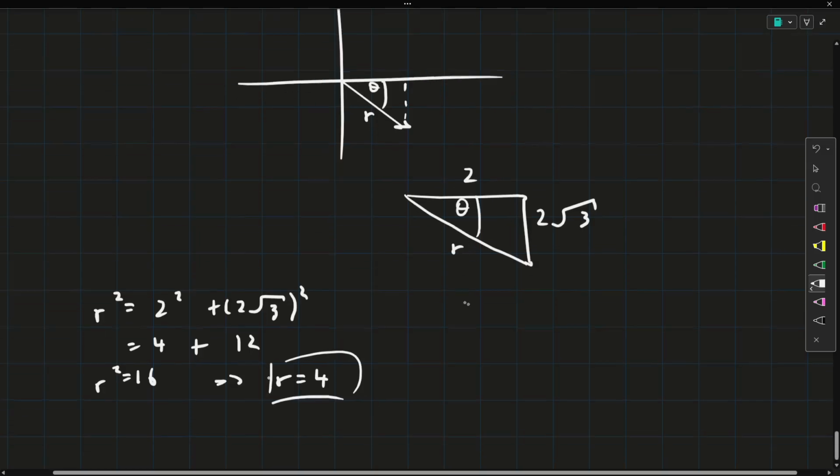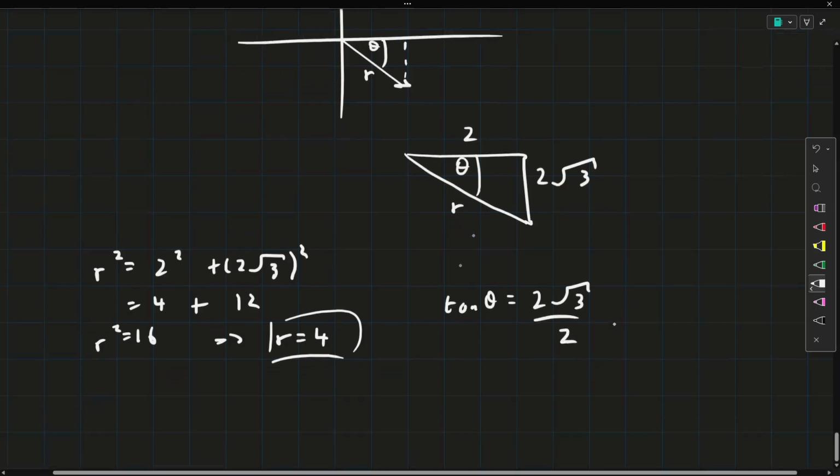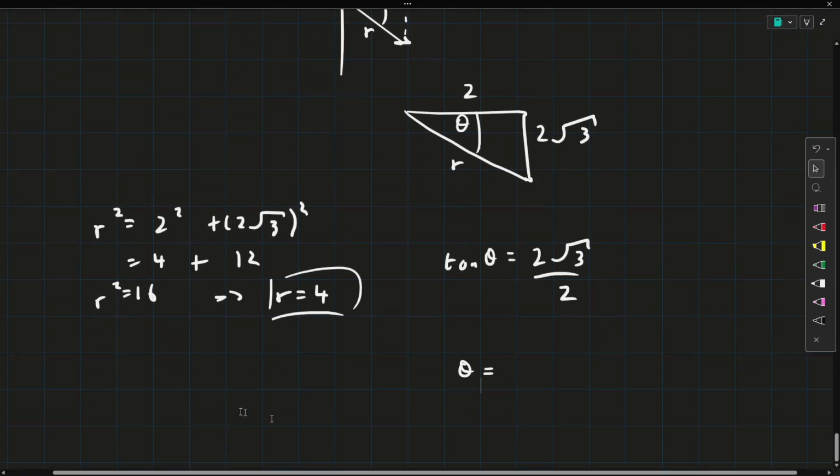Now we just need to figure out what theta is. So we can say that tan of theta, because we know the opposite and the adjacent, is the one you'd probably go for immediately. It'll be the opposite, 2 root 3, over the adjacent, which is 2. And then you can figure out what theta is by doing the tan inverse on both sides. And making sure we're in radian mode, you should get pi over 3.